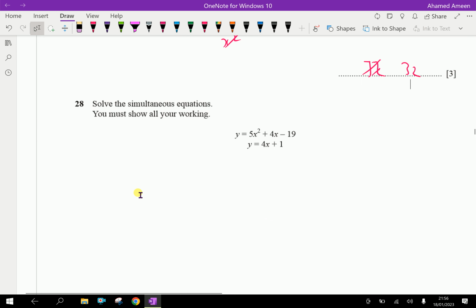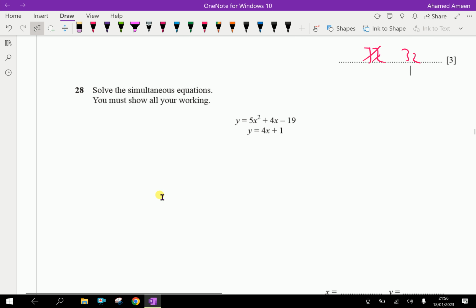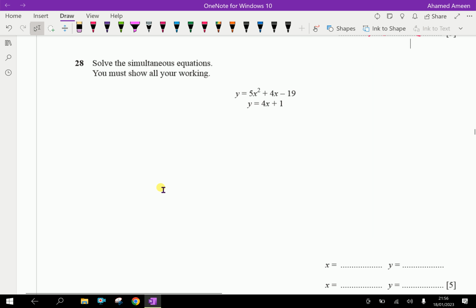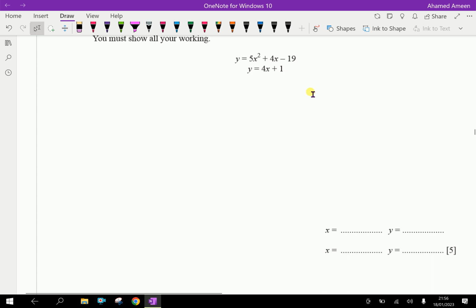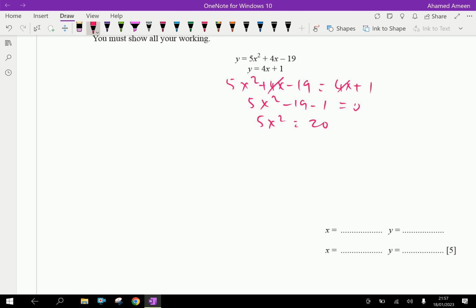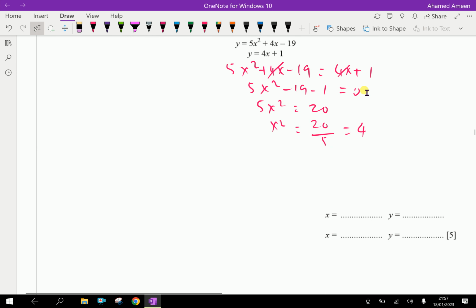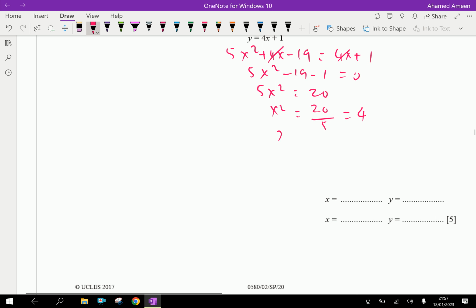Okay. Next is solve the simultaneous equations. Here y equal 5x squared plus 4x minus 19, and y equal to 4x plus 1. So equate y, therefore 5x squared plus 4x minus 19 equals 4x plus 1. Subtract 4x from both sides, and collecting on one side, 5x squared minus 19 minus 1 equals 0. Therefore 5x squared equals 20, x squared equals 20 over 5 equals 4. Taking the square root of both sides, x equals plus or minus 2.